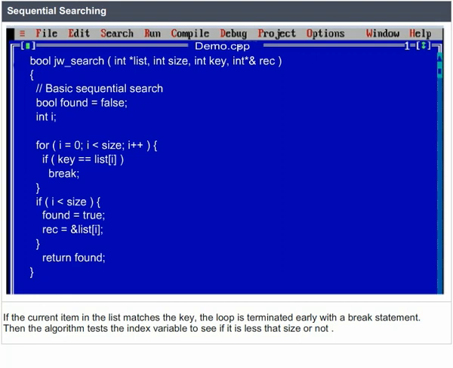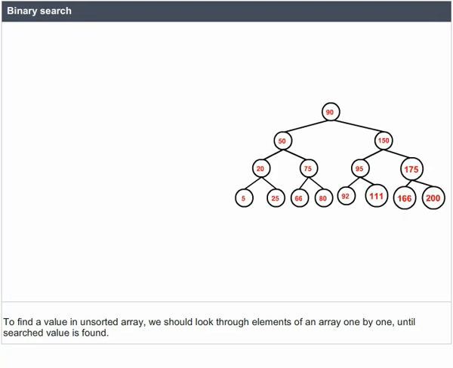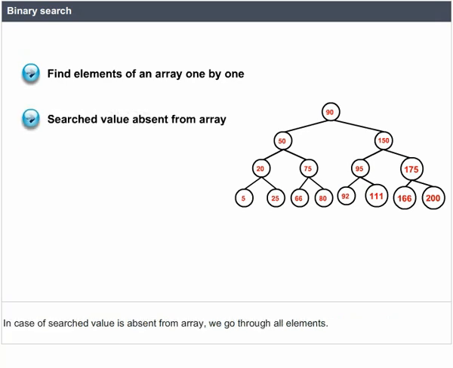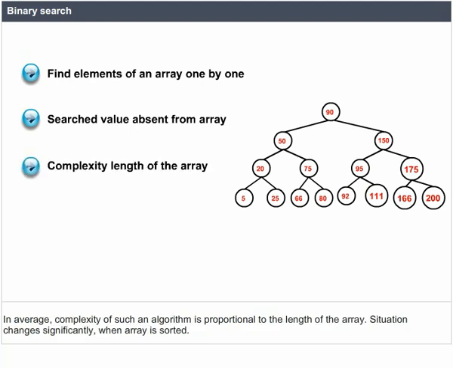Binary search. To find a value in unsorted array, we should look through elements of an array one by one until search value is found. In case of search value is absent from array, we go through all the elements. In average, the complexity of such an algorithm is proportional to the length of the array.